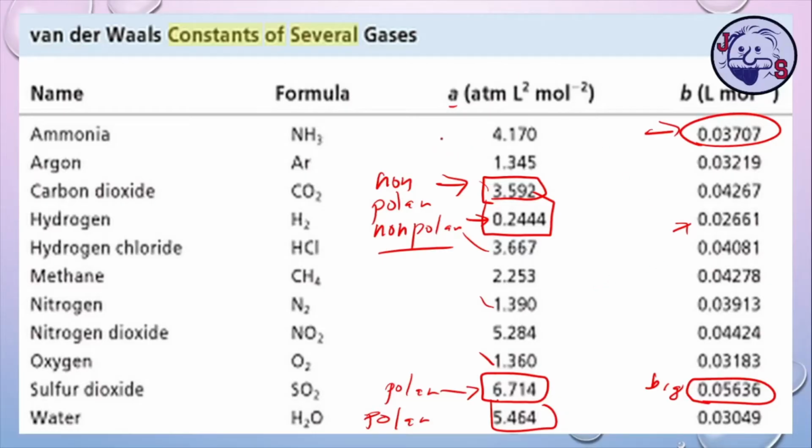They are all constant, so don't worry about finding out the value of A and B. They are all constant. We call these constants the van der Waals constants for several gases. All right, so now you already know what the van der Waals constant is.